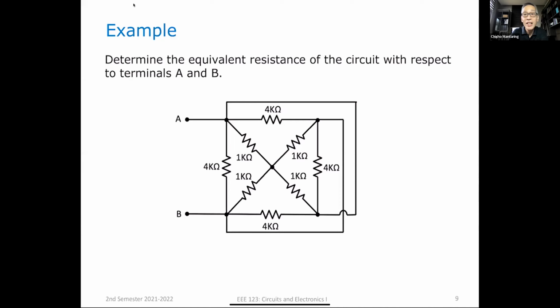Does it look intimidating? Medyo nakakatakot yung itsura, di ba? Okay, here's how I would do this. Something about wires, no? Wires.